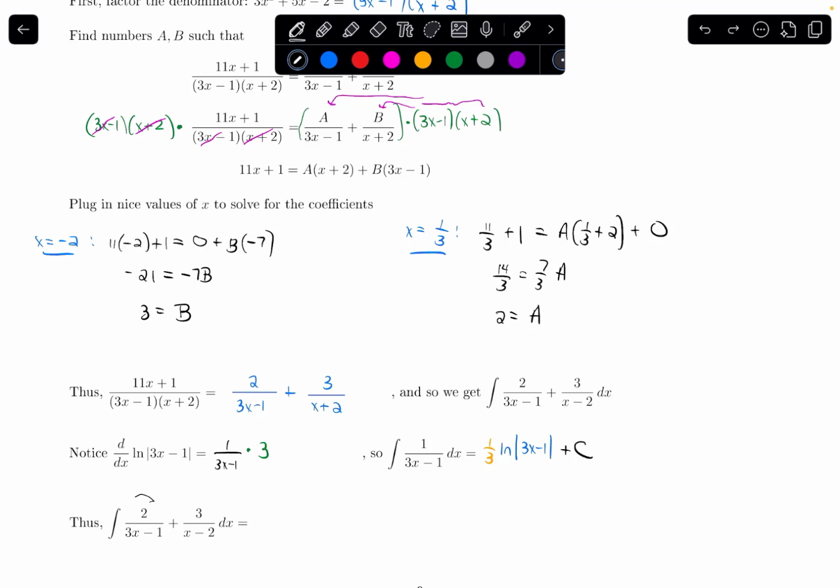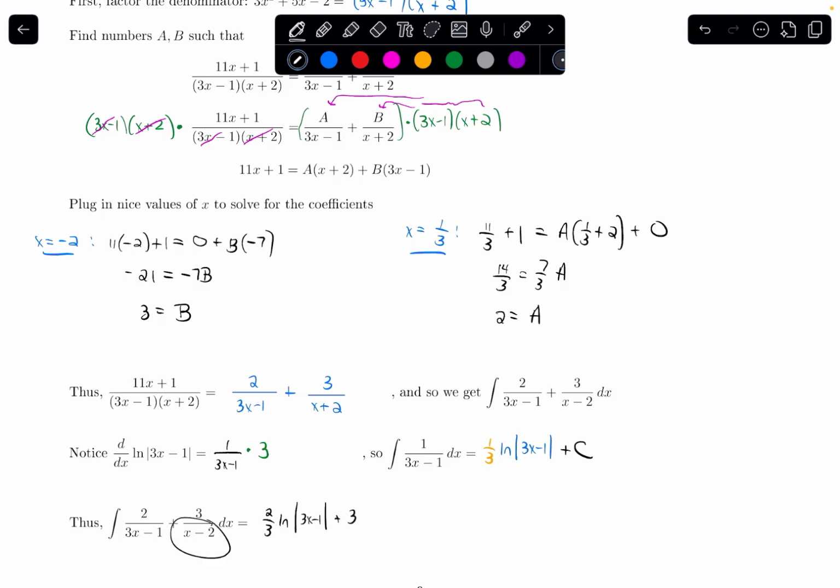Okay, so what does that mean about the integral of our two fractions added together? So I know that now when I put a 2 up in the numerator, that's just going to multiply this. So I will get 2/3 times ln of absolute value 3x minus 1. For this next fraction, I'll get plus. I know that 3 just stays in front.